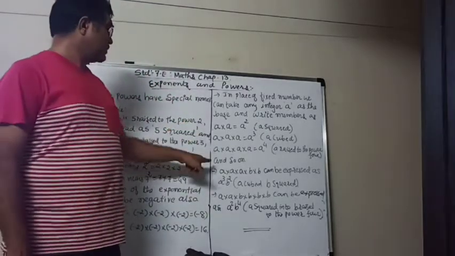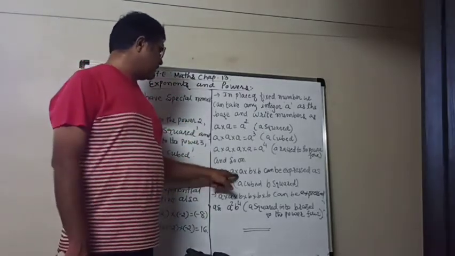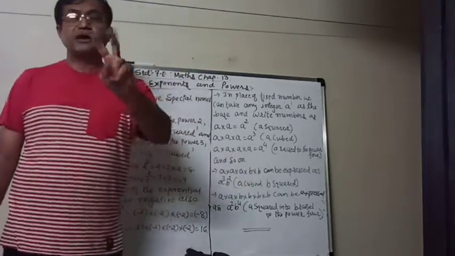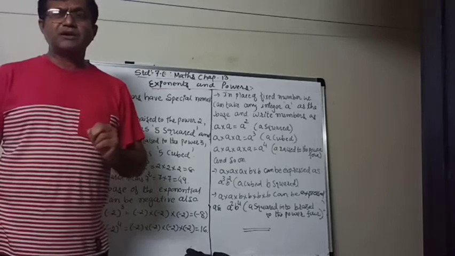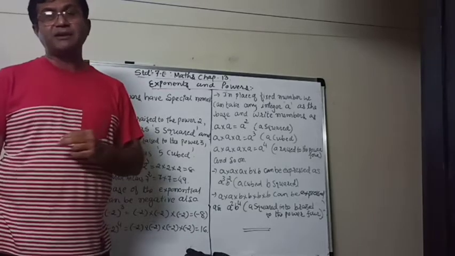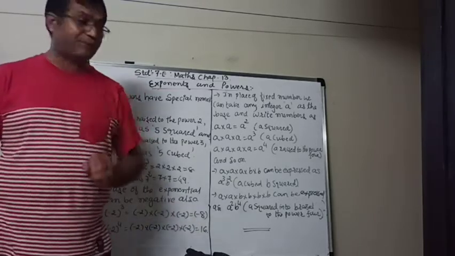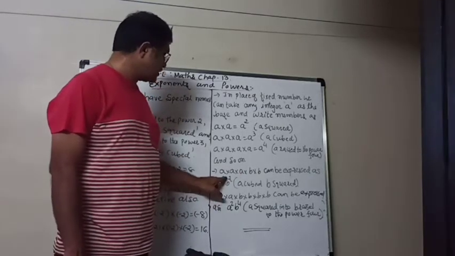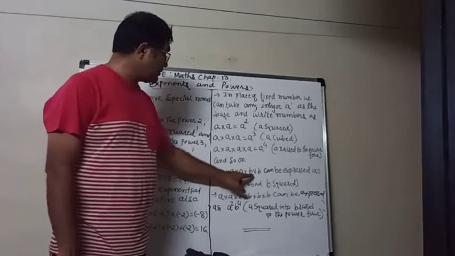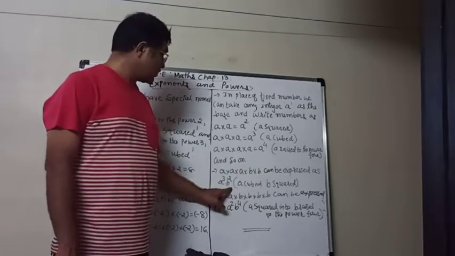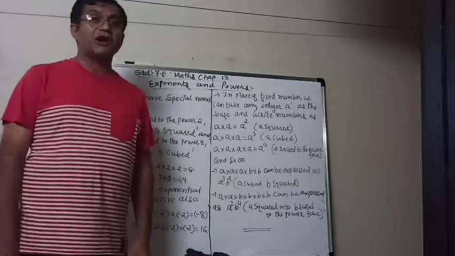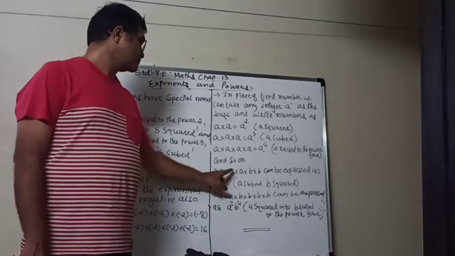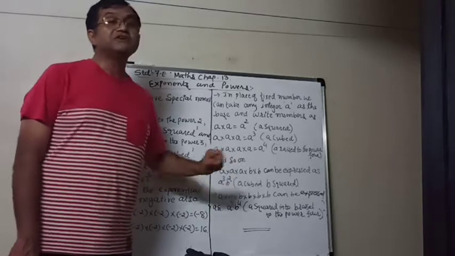Now look here: a multiplied by a multiplied by a multiplied by b multiplied by b. Here 2 letters are used, a and b, so we have to write them separately. How many times did a come? 1, 2 and 3. So you write a cubed. How many times did b come? 2 times. So you write b squared. How will you read it? A cubed b squared.